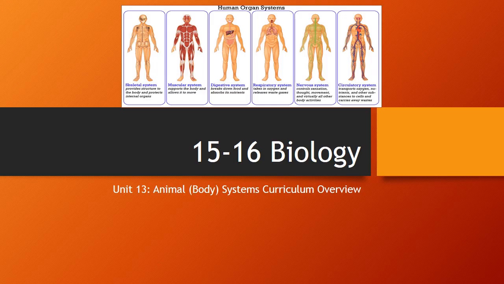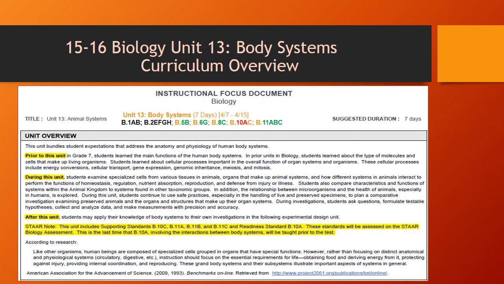We are covering today Unit 13, Animal Systems, or as we know it, Body Systems. As we begin to dig into our instructional focus document, TRS has allotted 7 days, which is equitable to GPI's denumbered days. The unit begins on April 7th and it runs through April 15th.